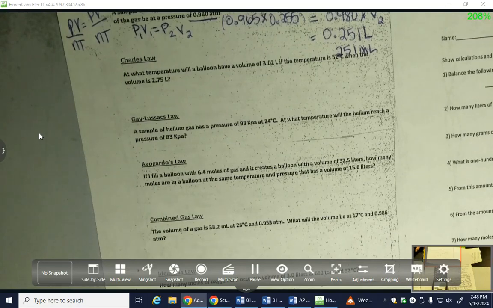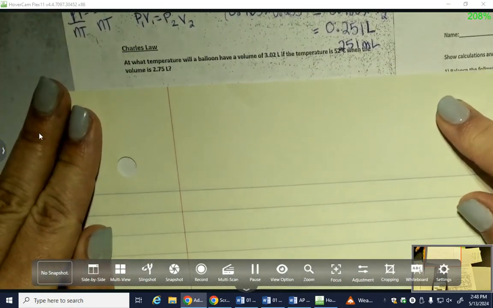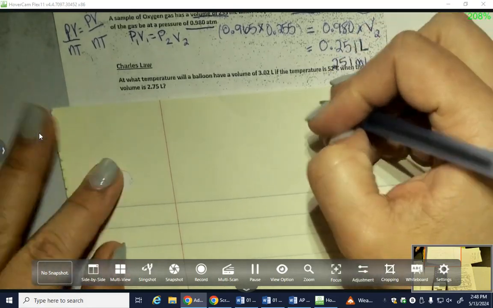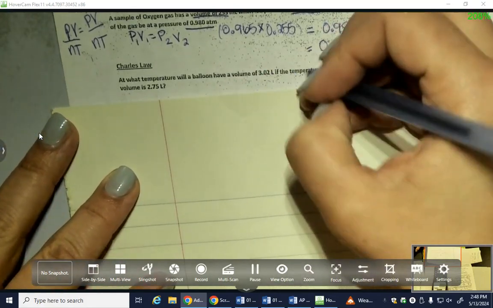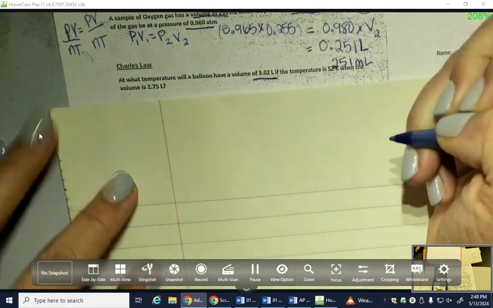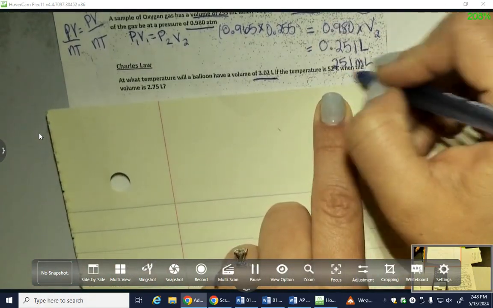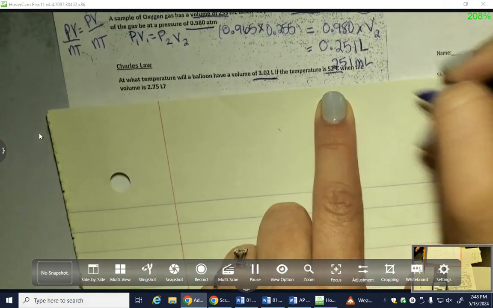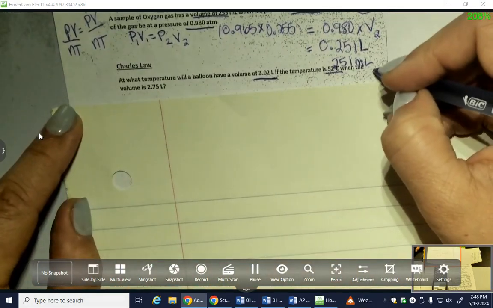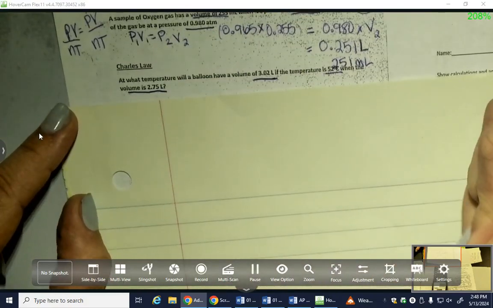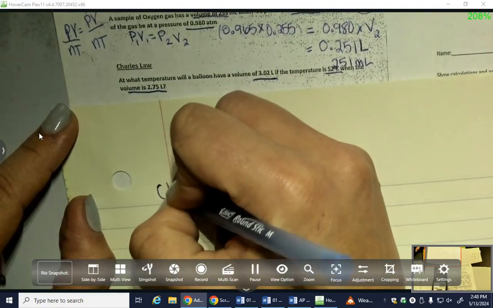All right, cool. So next one, we had Charles' law. This one says, at what temperature will a balloon have a volume of 3.02 liters? So I'm going to underline that. So that's volume. If the temperature is 52 degrees Celsius, when the volume is 2.75 liters. All right, so this is Charles' law, so I'll just label mine Charles' law.